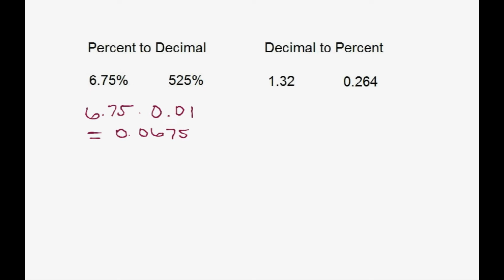Our next example is 525%. To convert this percent to a decimal, we're going to remove the percent sign and multiply 525 times 0.01. 525 times 0.01 equals 5.25. 525% as a decimal is 5.25. And that is our final answer.